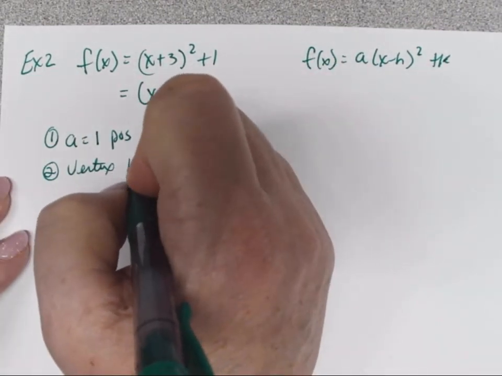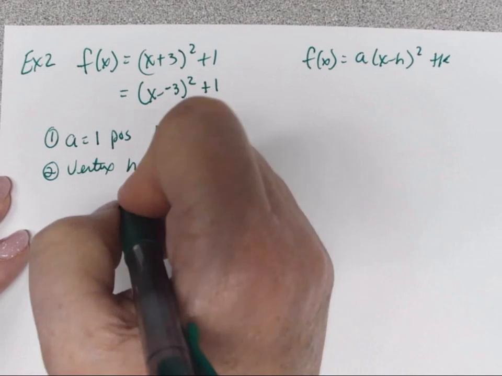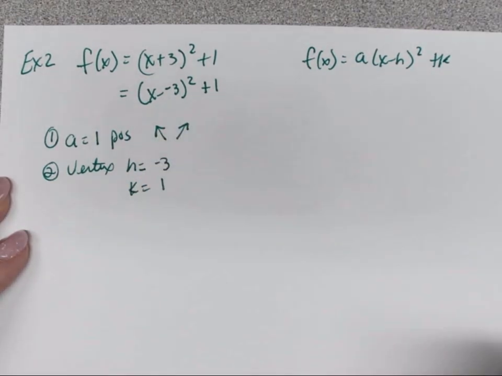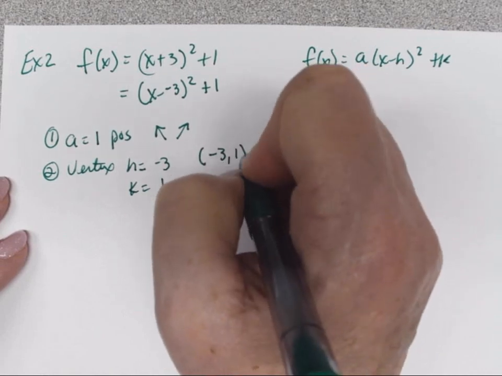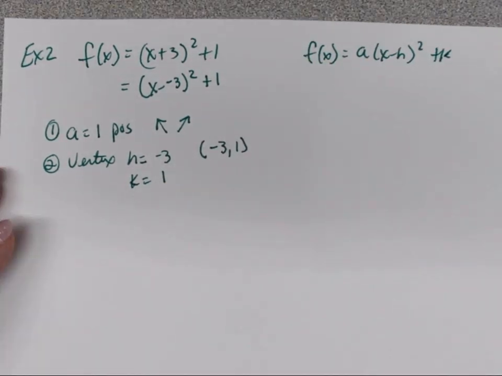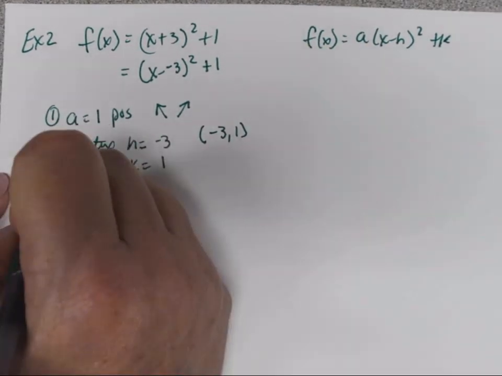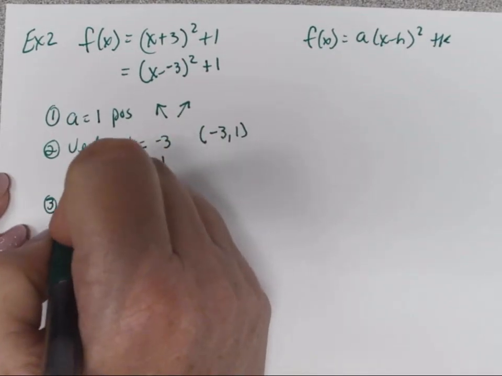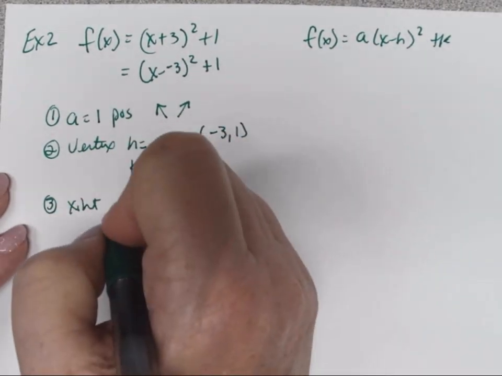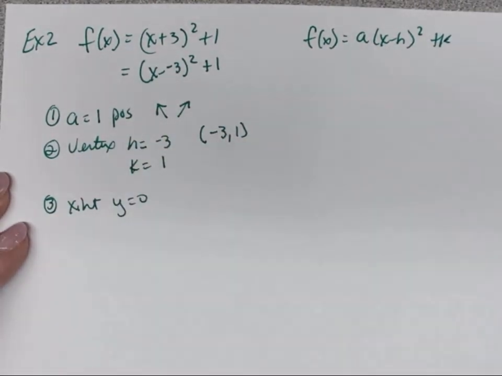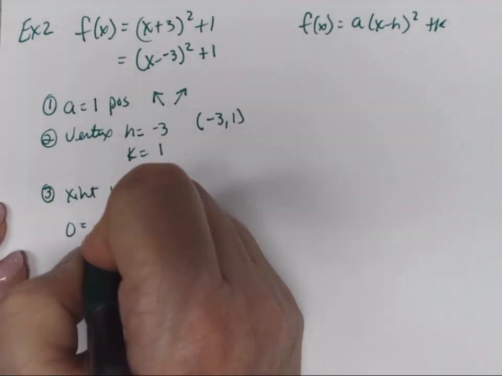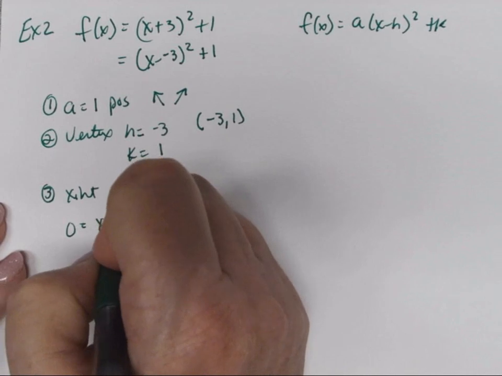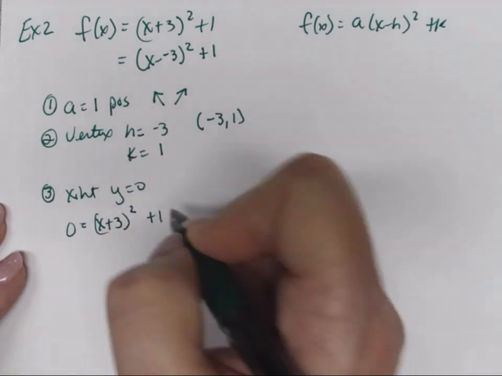So h is equal to negative 3, and k will be positive 1. So the vertex is going to be negative 3, 1. Step 3 will be the x-intercept. Remember, that's where y is equal to 0. So we'll have 0 is equal to (x plus 3) squared plus 1.